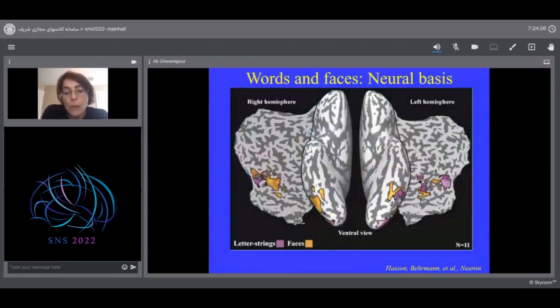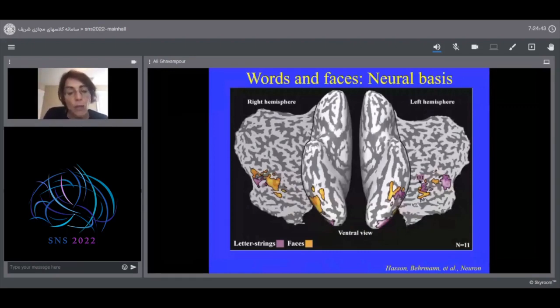In a study that we conducted looking at words and faces within the same individuals, with letter strings shown here in pink and faces in orange, I'm showing you both the inferior temporal lobe as well as, on the sides, the flattened sheet of cortex. What I'd like you to pay attention to is that in both hemispheres you see both orange and pink. In other words, there is both face and word representation in both hemispheres.